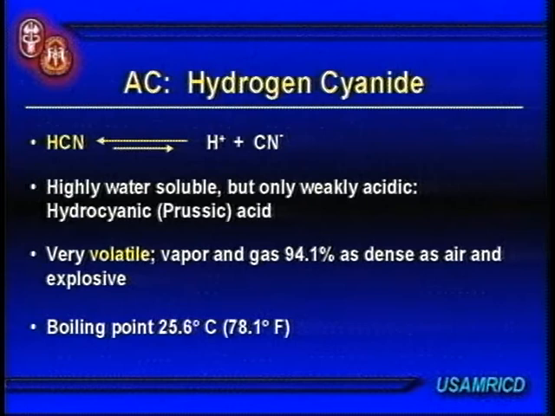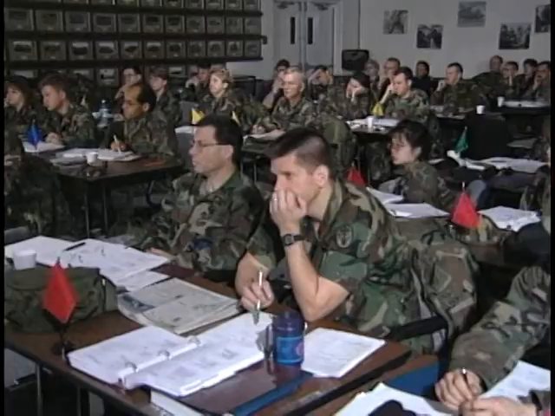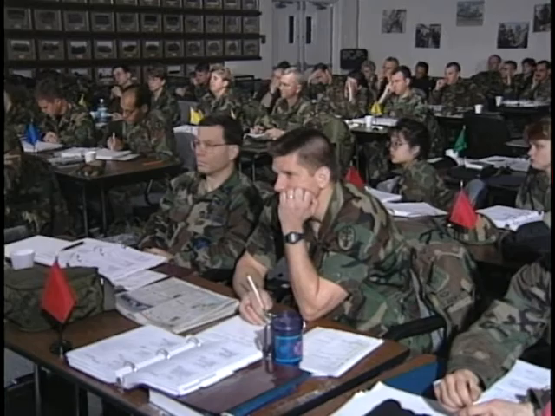Now, it's very volatile. The gas rises. It's lighter than air. And its boiling point is about 78 degrees Fahrenheit. So in this room, I think some of you are feeling a little cold. It's probably not 78 degrees in here. In what physical state would we find cyanide? Okay, it would be a liquid. We haven't yet reached its boiling point. But we're pretty close to the boiling point, and so it would evaporate fairly quickly. So we would encounter cyanide as a liquid and a gas.